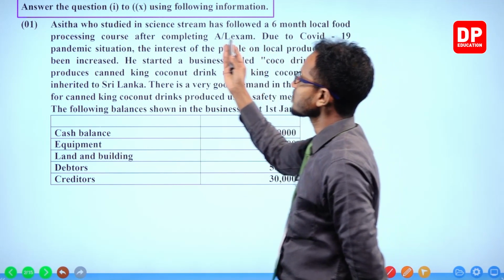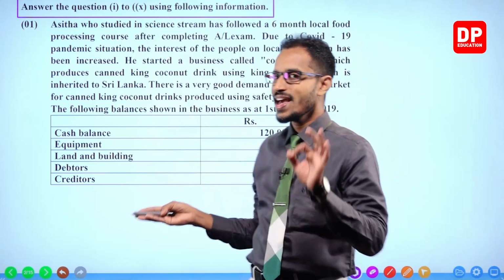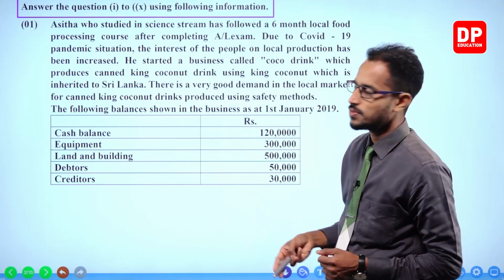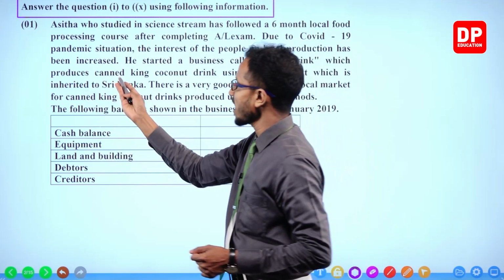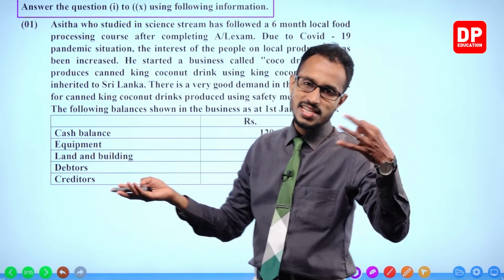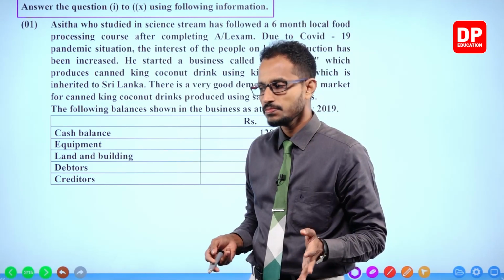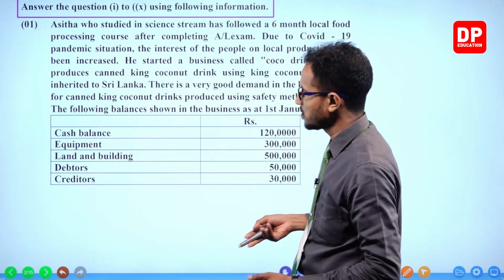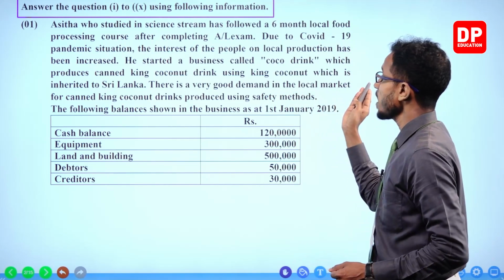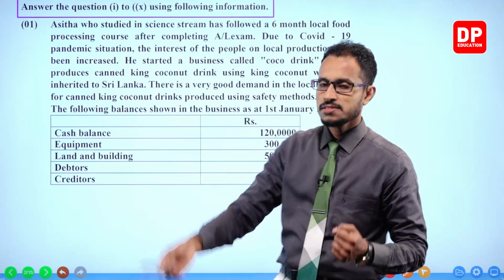Due to the COVID-19 pandemic situation, interest of the people in local products has increased. He started a business called Coco Drink, which produces canned king coconut drinks. Tambili, okay? Using king coconut, which is inherited to Sri Lanka. We inherit it in our country. You know what inherited means. There is a very good demand in the local market for canned king coconut drinks produced using safety methods.